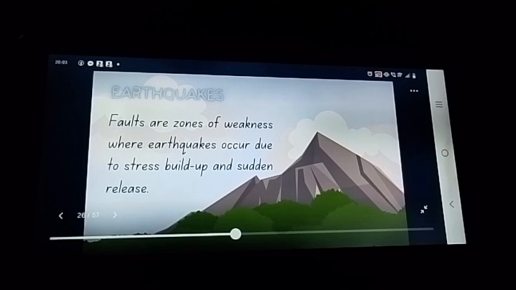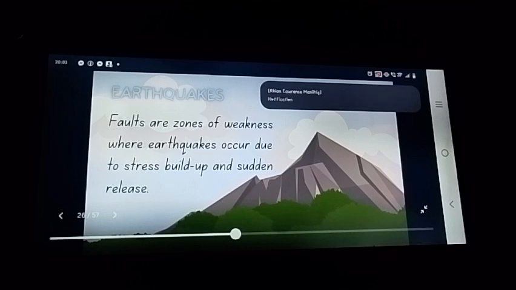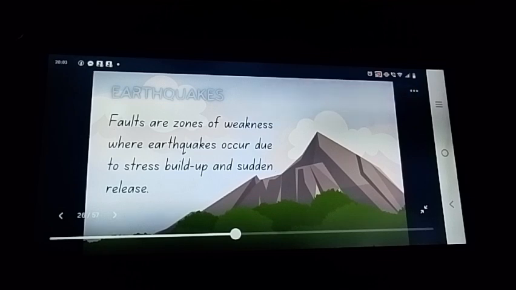Here's a quick breakdown. Stress buildup: tectonic plates push and pull on rocks along fault zones. Sudden release: rocks suddenly slip past each other, releasing energy. Seismic waves: the energy released by the earthquake travels through the Earth in the form of seismic waves. So, earthquakes are a natural part of the Earth's dynamic system. They can be very destructive, but they also play an important role in shaping the Earth's surface.